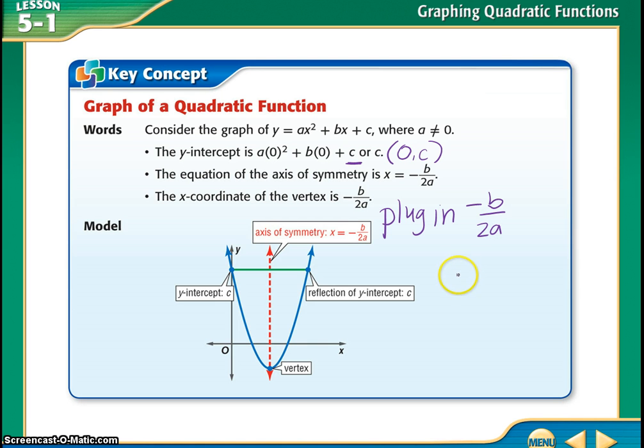Another way of writing our vertex is saying that the x value is going to be negative b over 2a. This is our ordered pair, and we talked about function notation, so we plug in negative b over 2a. So our vertex is (negative b over 2a, f of negative b over 2a), where all we're doing is plugging in whatever x value we found.